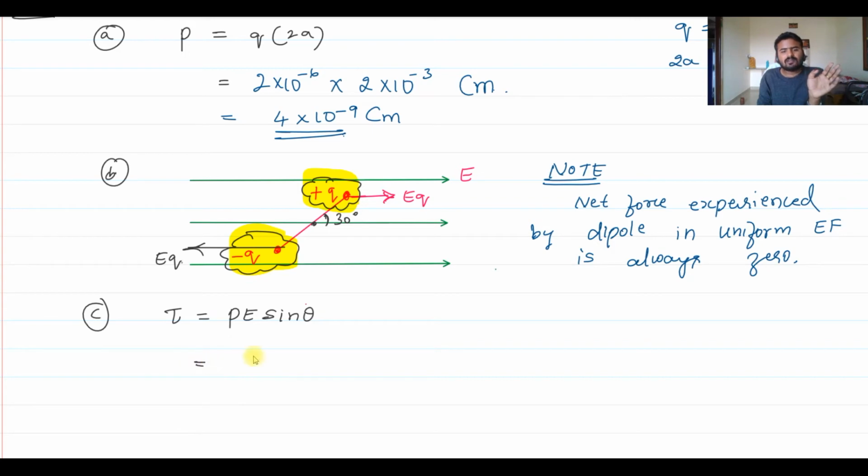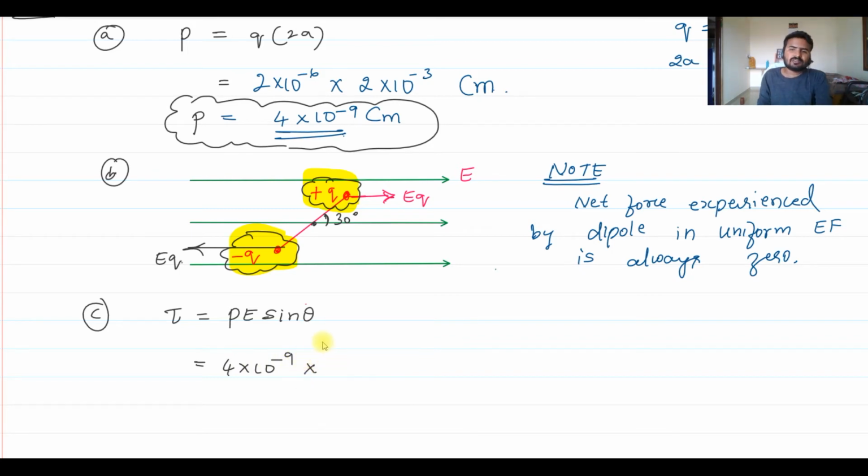Now the dipole moment is already known to us. We just found that here, right? The dipole moment is already known to us, which is 4 into 10 to the power of minus 9. So 4 into 10 to the power of minus 9 into the electrical field. How much is the electrical field?